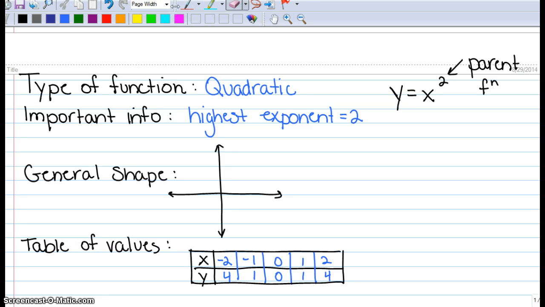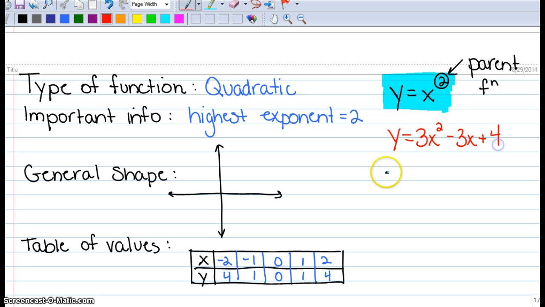The next type of function we're going to discuss is the quadratic function. The important part of a quadratic function is the highest exponent is 2. Y equals x squared is the parent function for a quadratic, and it's the parent function because there are no translations. A few more examples of quadratic functions could be y equals 3x to the second minus 3x plus 4.